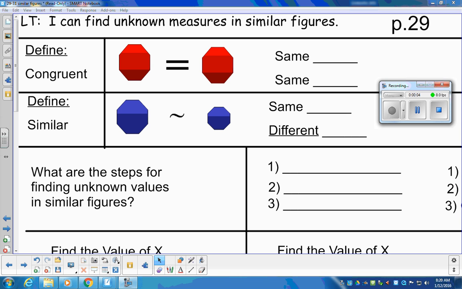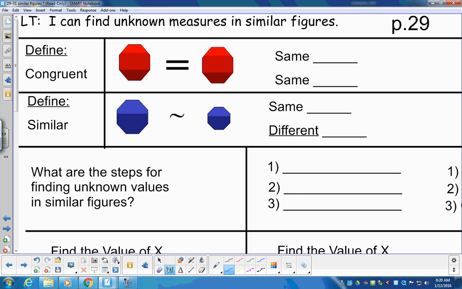Learning target for today is I can. So you'll notice a few things that are a little bit different in how I roll, but learning target is I can find unknown measurements in similar figures. You should be on page 29 in your packet.